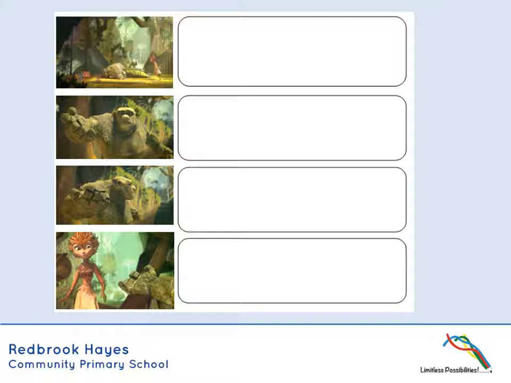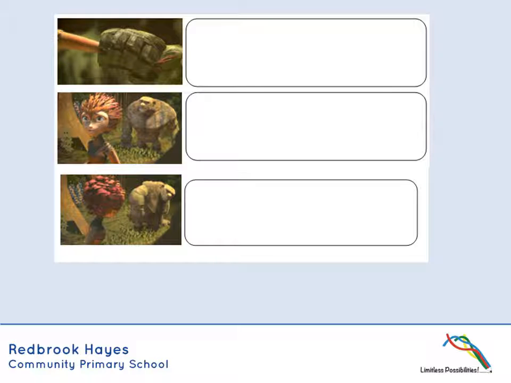Okay, so if you pause the video or have a look in your learning packs, there's a number of pictures, and in those boxes next to it you can include some of the spoken words that the characters might say. Just make sure you know who is saying what. So you just need to say who is speaking in those particular pictures. Okay, and a couple more pictures.